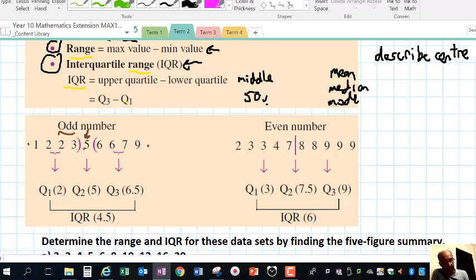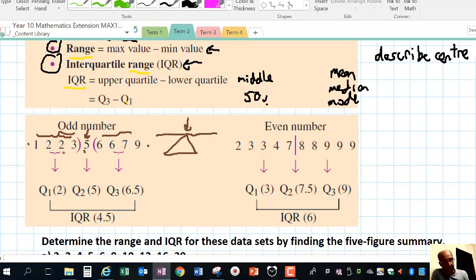So we then take that median. Notice how it does not belong to this upper set, nor does it belong to this lower set. It's in the middle of things. It's a bit like the pivot on a seesaw. Okay? It's neither at the left side nor the right side. It's right in the middle.